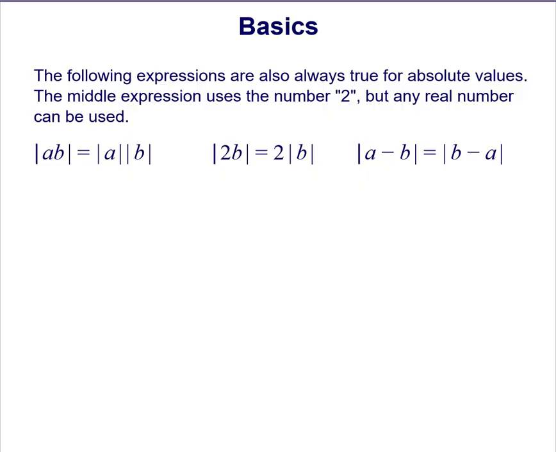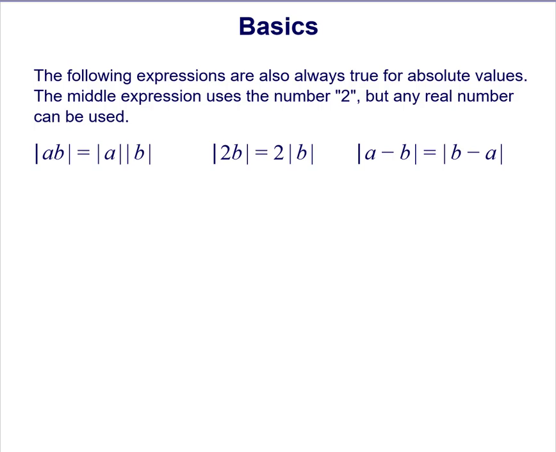Now we're going to talk about what we refer to as the basics. The basics refer to absolute value rules which are always true for any real number. So the following expressions are also always true for absolute values. Now the middle expression uses the number 2, but you can use any number. Any real number will work instead of 2. And I can pick any real number I want for the values of a and b.